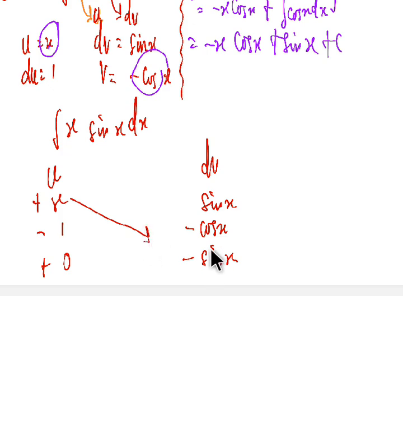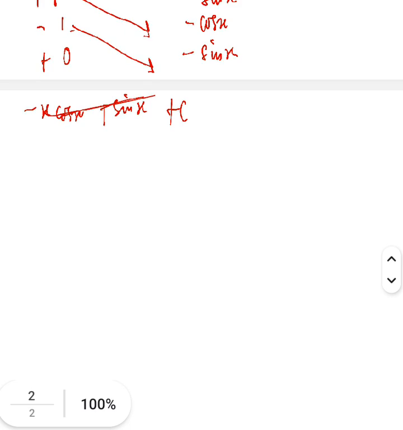Okay, so the next thing is to multiply. x will multiply by minus cos x, then 1 multiplied by minus sine x, with the signs applied. So x multiplied by minus cos x will give us minus x cos x. Then minus 1 multiplied by minus sine x will give us plus sine x, then everything plus c. It's very easy and straightforward, right? So let's do the second example.